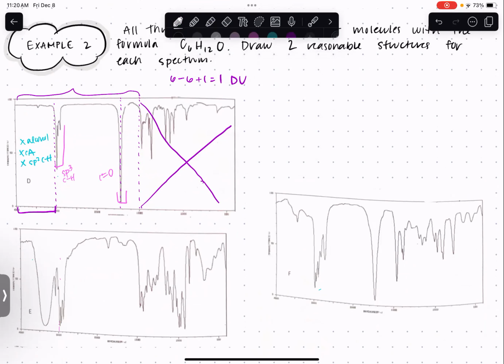because all of these molecules have the same molecular formula. So really, all I'm looking for is just differences in the peaks and seeing what different functional groups are going to look like. So now if we look at this second one, if I draw my lines up around 3000 and around 1700.